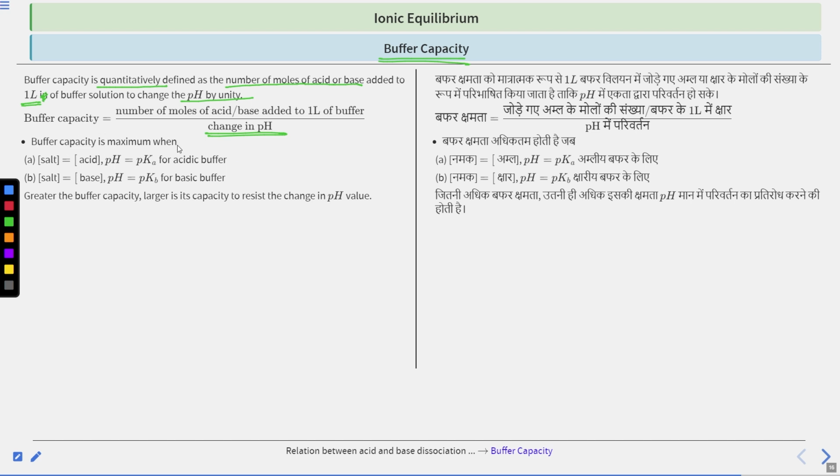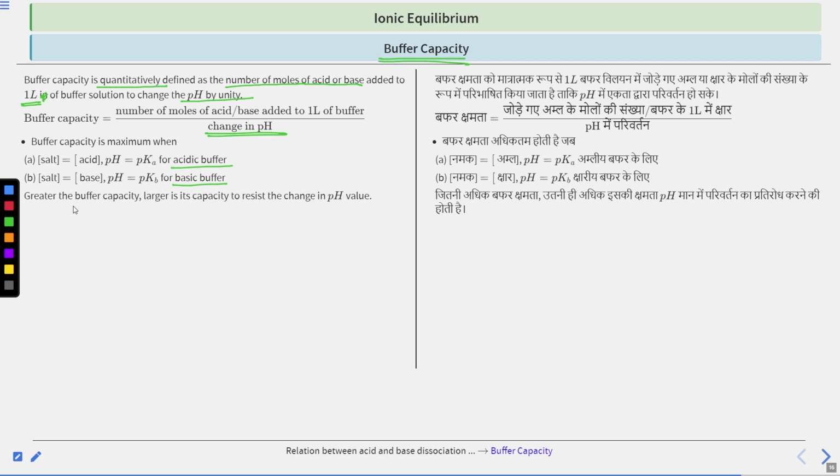Buffer capacity is maximum when the concentration of salt is equal to the concentration of acid and pH is equal to pKa for acidic buffer. Similarly, buffer capacity is maximum when salt concentration is equal to base concentration and the pH is equal to pKb for basic buffer. So for these two buffers, acidic and basic, the condition for the buffer capacity to be maximum is stated here: salt concentration should be equal to acid concentration and pH should be equal to pKa for acidic buffer, and the salt concentration is equal to base concentration, pH is equal to pKb for the basic buffer.